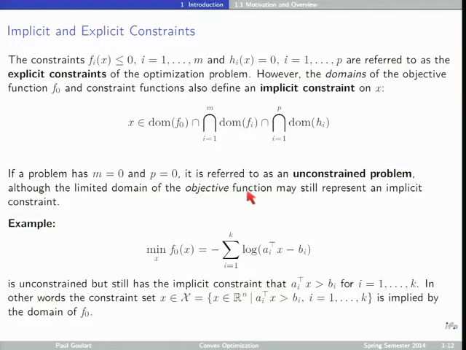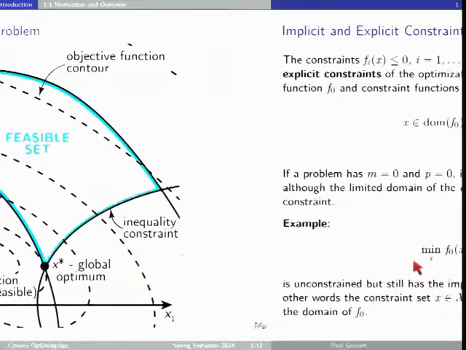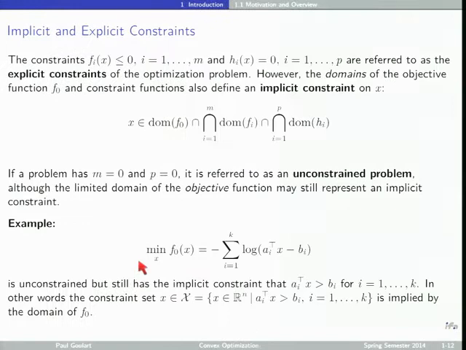Okay, so here we have an example. This is an unconstrained problem because I'm just minimizing a function. But it has an implicit constraint, which is that the domain of this function is not the whole space. I have to have all of these numbers being positive in order for this function to make any sense. So I really have a domain here, which is defined by this set, which is just implied by the choice of the function that I picked.